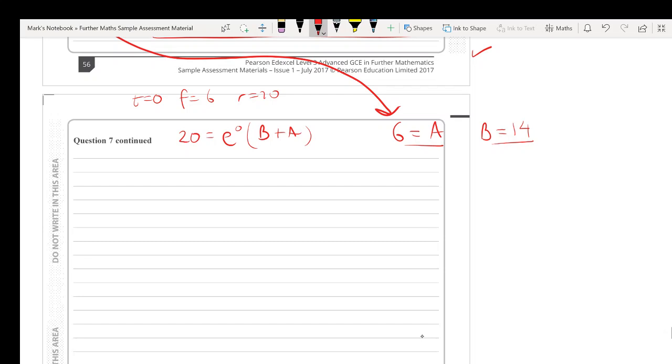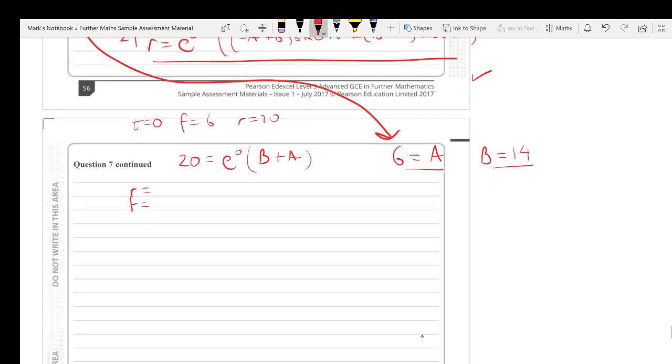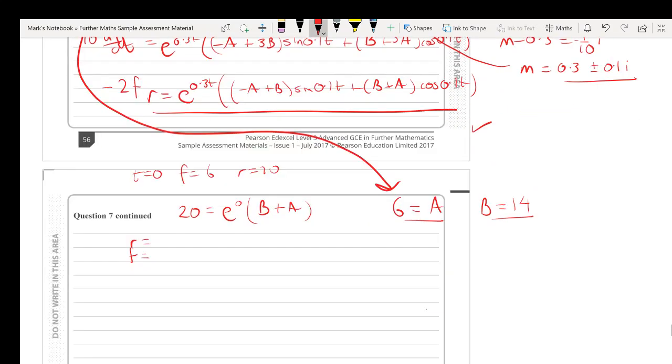Okay, so now we've got a is 6, b is 14, let's go back and replace it into our r and f equations. So we have r is e to the 0.3t, so minus a plus b, so minus 6 plus 14 is 8, sine 0.1t plus b plus a, which is 20 cos 0.1t.